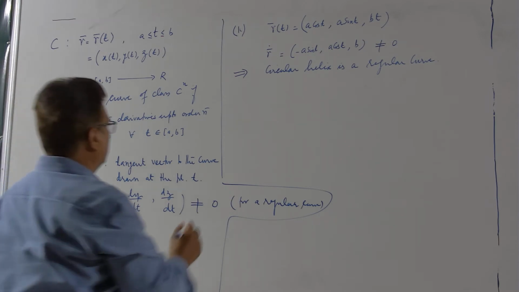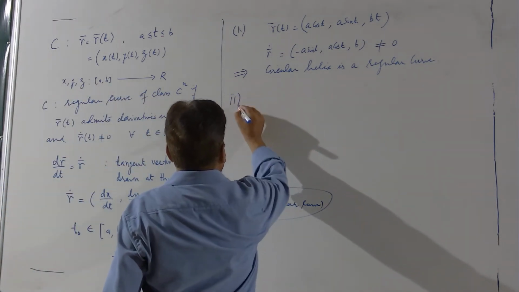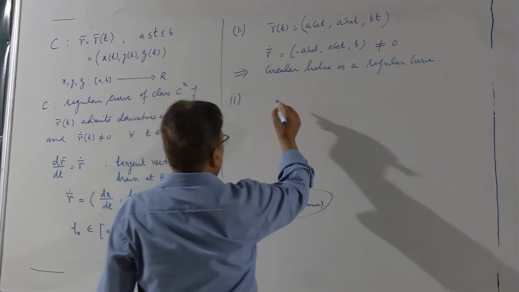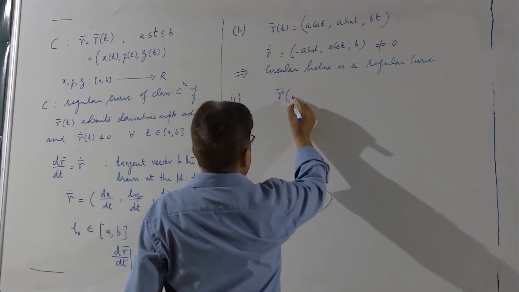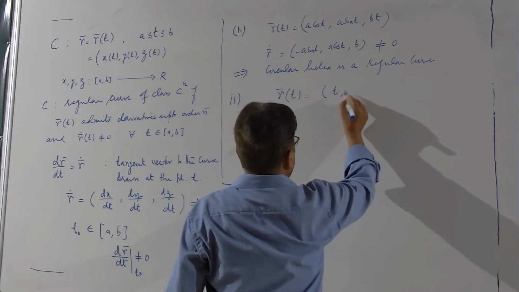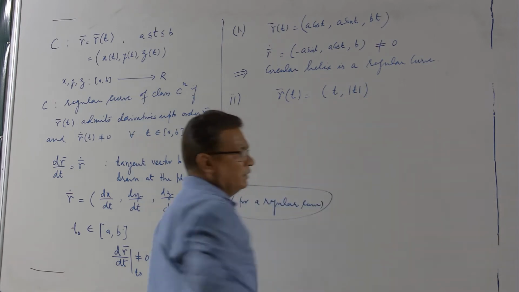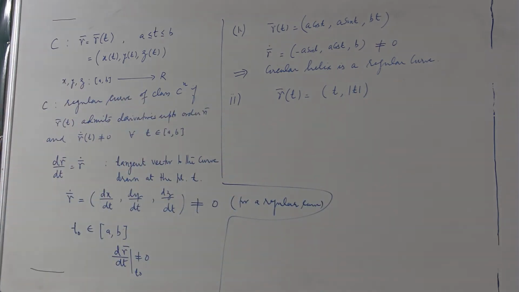And some other example, look at the curve, say r(t) equal to t modulus of t, and you can recognize this is in fact the graph of modulus of t. And this has a singularity at the origin.